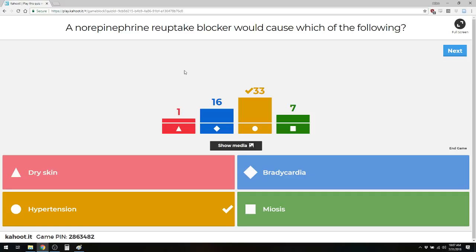So for the skin, what would that cause? More diaphoresis. You wouldn't expect to see dry skin because of that. How about bradycardia? No, because we're releasing more norepinephrine, which means more activation of which receptor? Beta 1, so you'd expect to see tachycardia. Good. Meiosis, you'd not expect to see that, because now we have more norepinephrine causing contraction of which muscles? The radial muscles, right? So you expect to see mydriasis. Good. However, the hypertension is absolutely what you would expect to see there, because now you have more activation of which receptors?